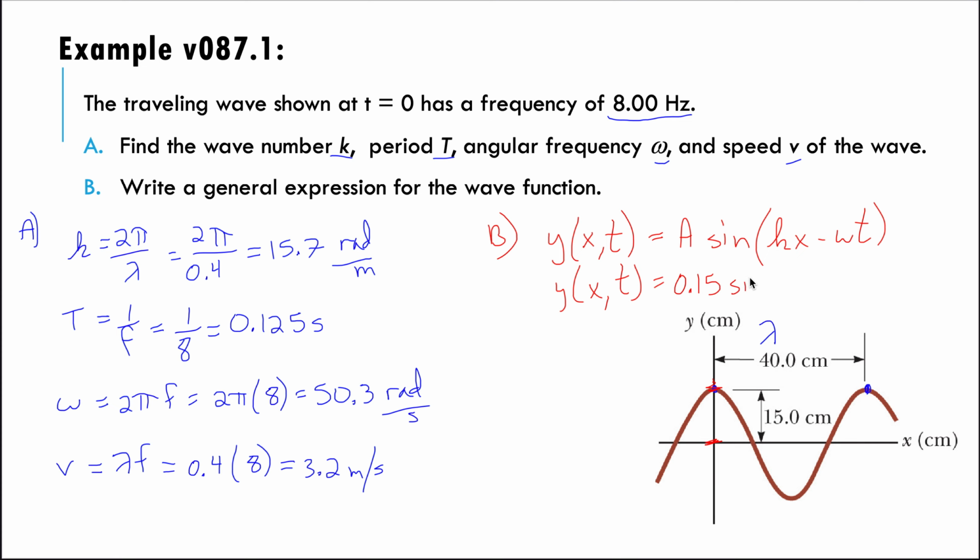And then sine, k was 15.7, and then omega is 50.3. So this would be our wave function that represents this traveling wave.